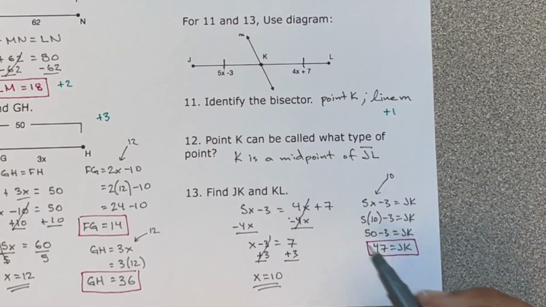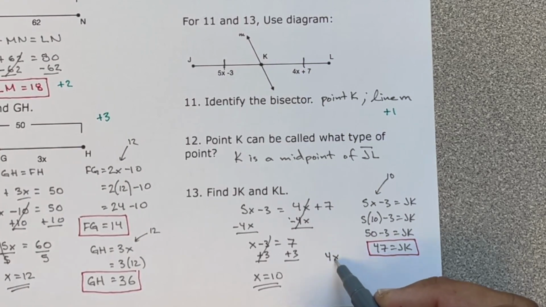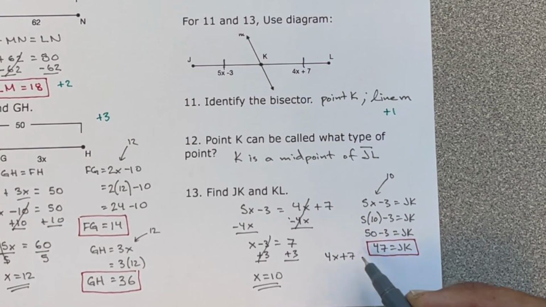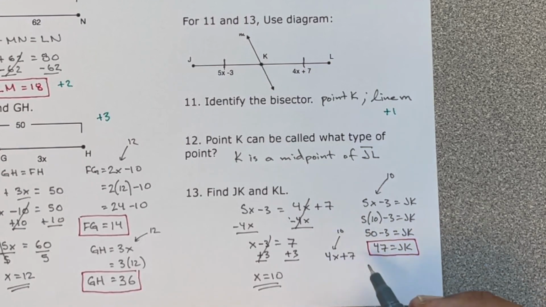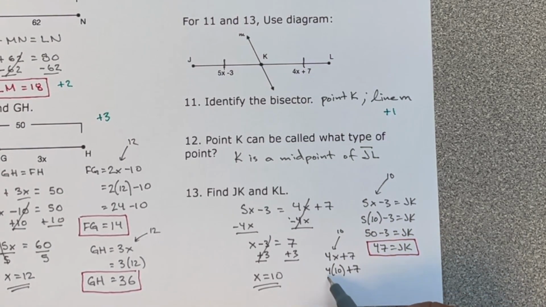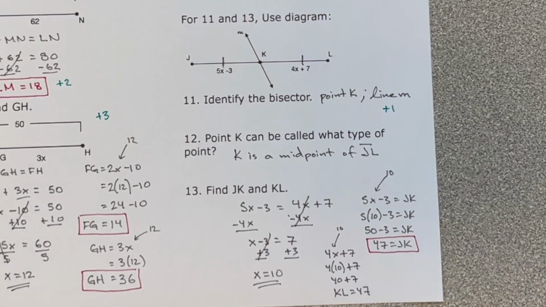KL is 4x plus 7. The x is going to be 10. I'm plugging that in. So 4 times 10 plus 7. 4 times 10 is 40. Plus the 7 tells me that KL equals 47.